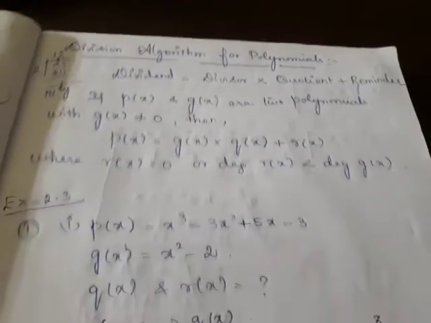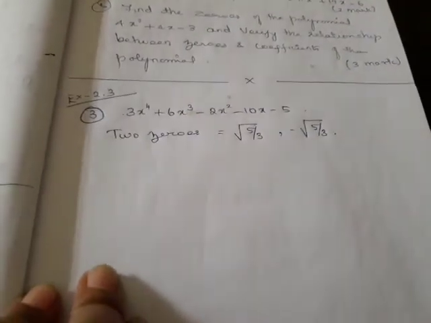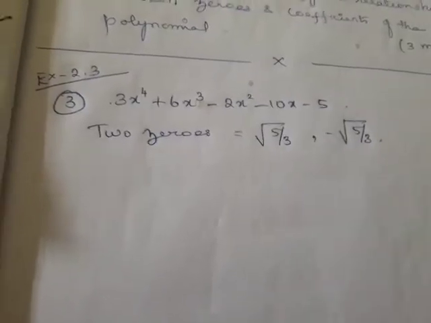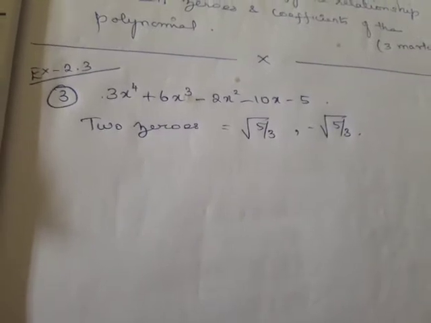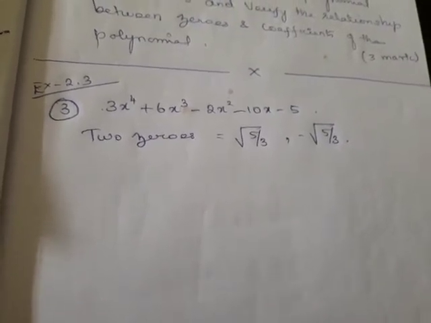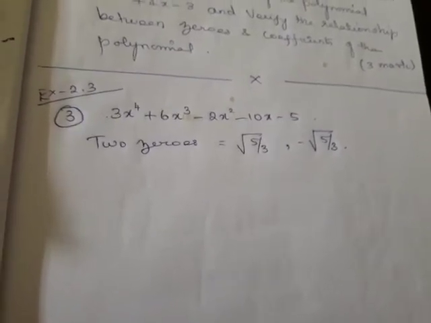Hope you remember all these things. We solved two problems, and I gave the remaining problems in the exercise as homework yesterday. Now we are moving on to the third question in exercise 2.3. Here the question is, they have given a fourth degree polynomial and they have given two zeros of the polynomial. They asked you to obtain all the zeros of the polynomial.